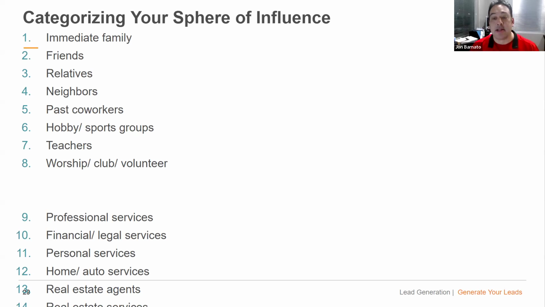So go wide on your sphere, but you need to categorize them because you're going to talk to them differently. They have different needs. Trust me, teachers have different needs than your neighbors and relatives, right? There'll be hero loans that are just for teachers, police officers and firefighters. So certain loans or products will come just for certain groups of people, and you want to note those things.